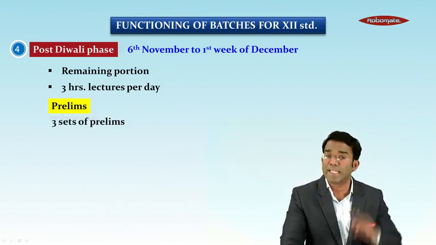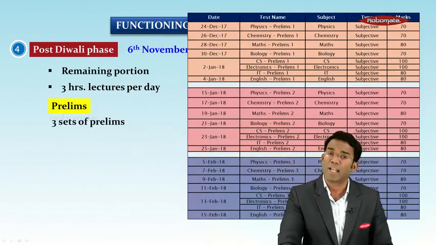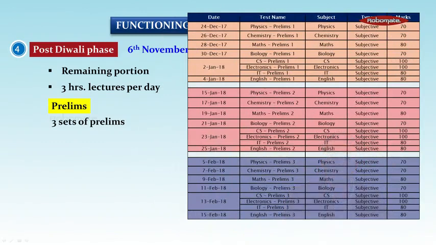In all, we'll be conducting 3 sets of prelims. As you can see in the schedule there, it starts from 24th of December, the first set of prelim, and goes on till 4th of Jan. And in this prelim, as you can see, along with physics, chemistry, maths and bio, we are also conducting examinations of English, computer science or electronics and IT. That is the first prelim.